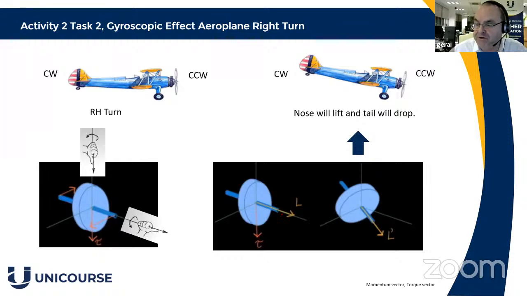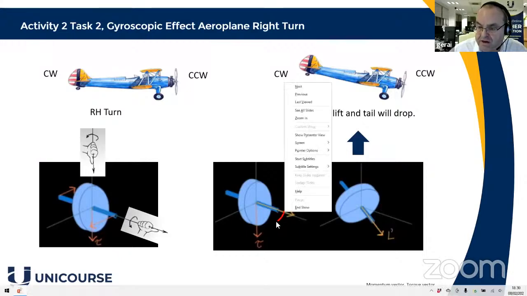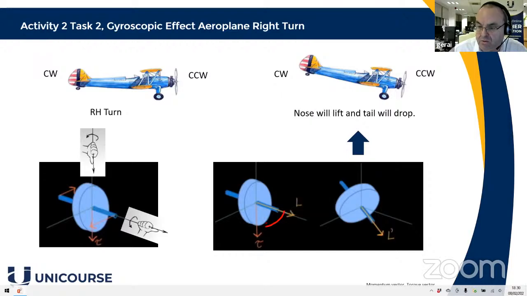And what will happen is the momentum vector is going to try and turn towards the torque. That line's gone. And that's exactly what happens. So if we translate that to the airplane motion, the nose will lift and the tail will drop.